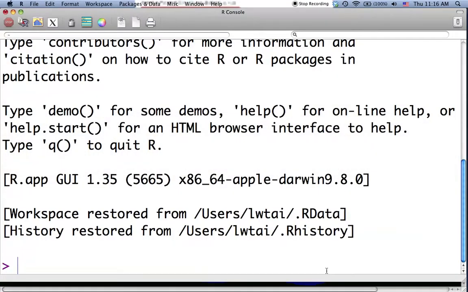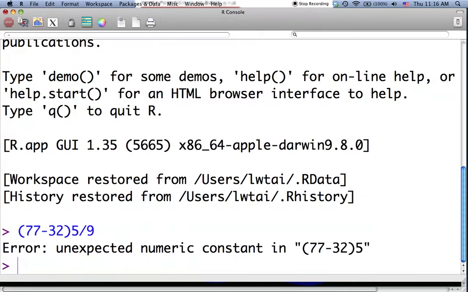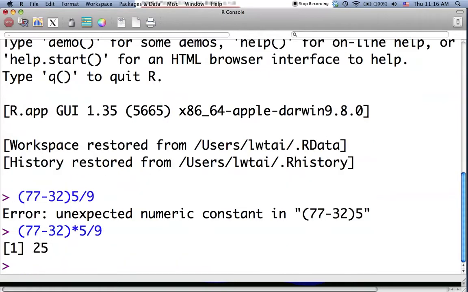So in R, as an example, let's say 77 degrees, subtract 32, multiply by 5, then divide by 9. Notice that it's very tempting to just write this as we've written above. This will give us an error. And the reason why is that for multiplication, you have to use the asterisk sign to indicate multiplication. This will give us 25, which is the answer I want.